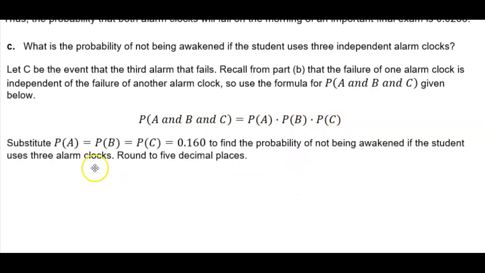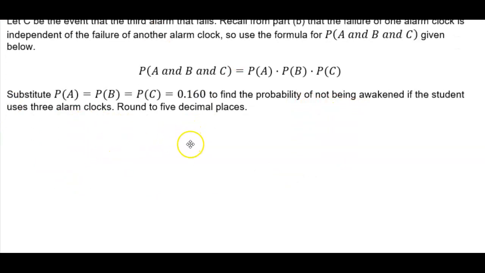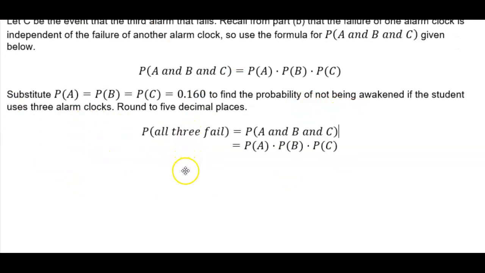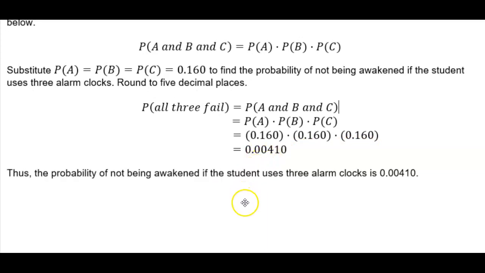So since we know that they're all equal to 0.160, we find the probability of not being awakened if the student uses 3 alarm clocks and then round it to 5 decimal places. So we know that the probability of A times the probability of B times the probability of C is 0.160 times 0.160 times 0.160, which gives us 0.00410. Thus, the probability of not being awakened if the student uses 3 alarm clocks is 0.00410.